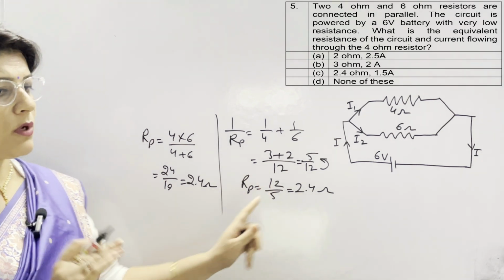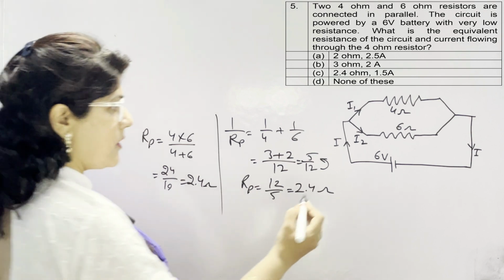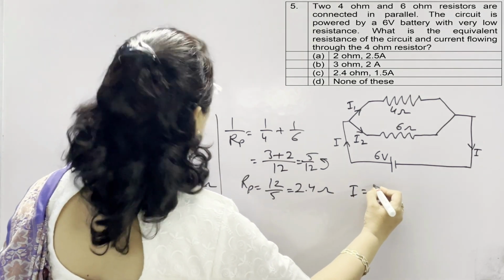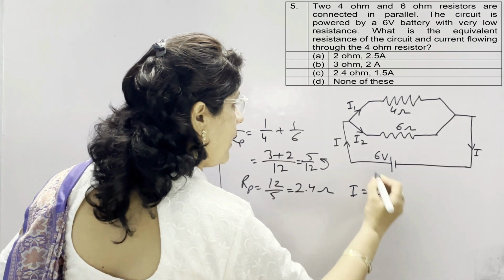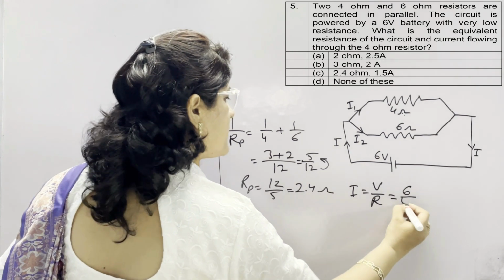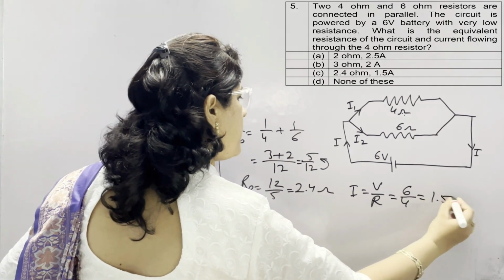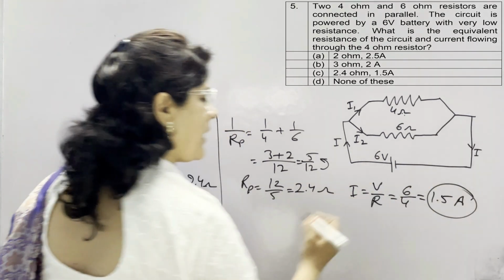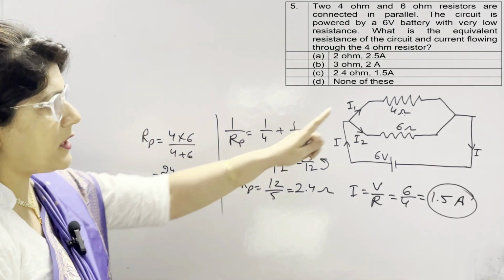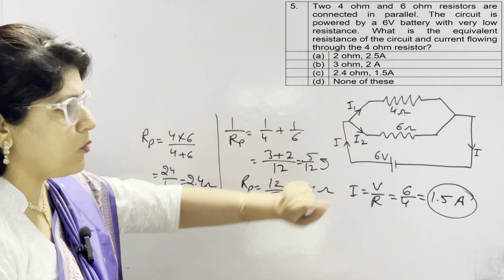Now the current flowing through the 4 ohm resistor. Again two methods. Current flowing I is equal to V upon R. What is the value of V? 6 and 4. They have asked for the 4 ohm resistor. It means 1.5 ampere. One method to calculate is 1.5 ampere directly, because we know that in a parallel combination the current is dividing in two parts.